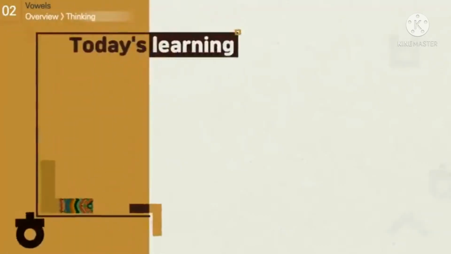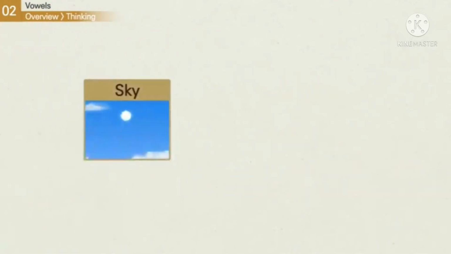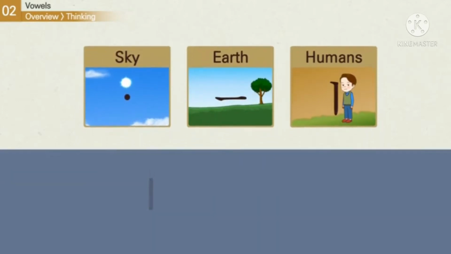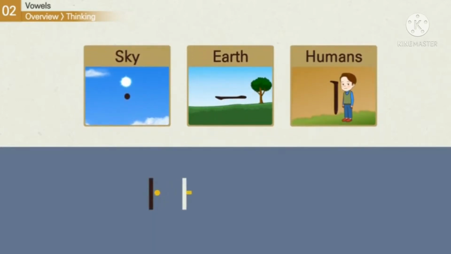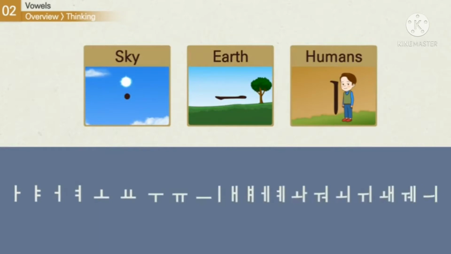Hello, today we will be learning about the vowels in Hangul. Hangul's vowel characters are made of symbols that resemble the sky, the earth, and humans. Putting all three characters together, you can make all of the vowels.